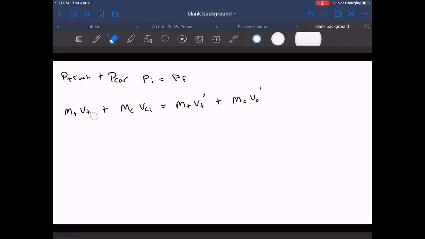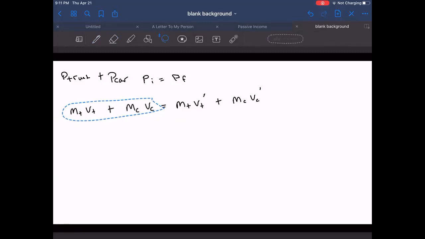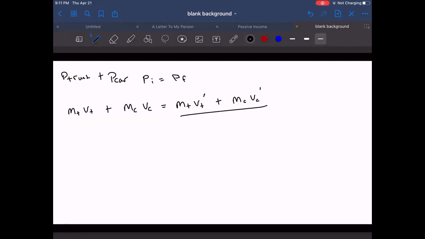So then if I'm using primed, I can take that away. I don't care. Again, these are variables. I don't care what they're called as long as we know what they are. This is initial momentum of the system. This is the final momentum of the system. They have to be equal to one another. That's what conservation of momentum is.